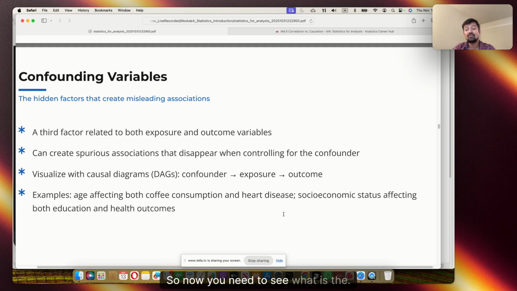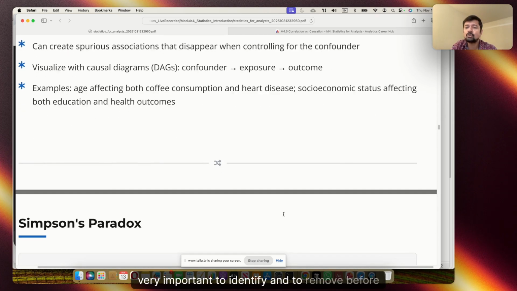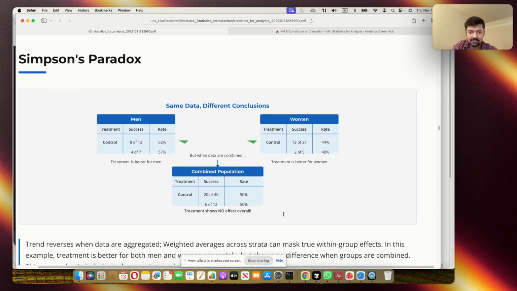So now, if you are looking at coffee consumption and heart disease, if you want to see the association, whether people who consume more coffee have higher heart disease, you need to consider the age factor here. Age can be a super confounding factor. You might see more heart disease in individuals who are older, while you will not see heart disease in those who are younger. So you need to remove the age factor, and then see the effect of coffee on heart disease. Those kinds of confounding factors are very, very important to identify and remove before reporting your actual results.